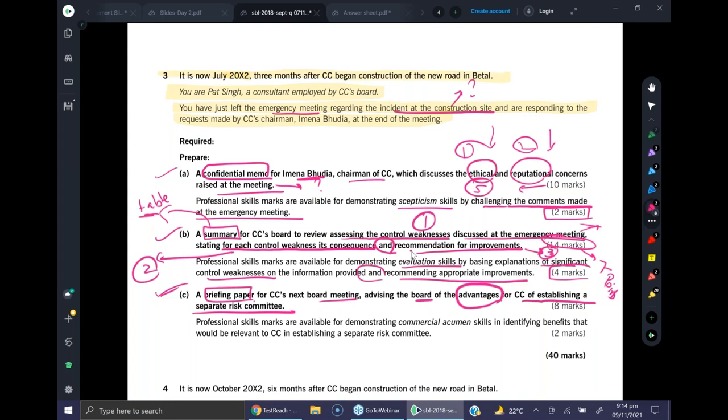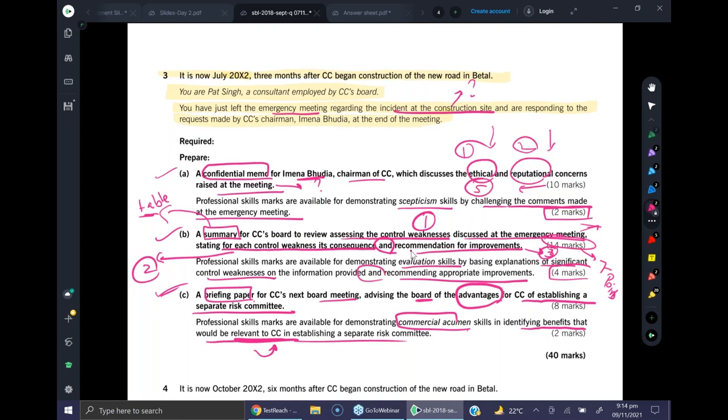Professional skills marks are available for commercial acumen in identifying benefits that would be relevant to CC in establishing a separate risk committee. So the examiner is kind of warning you not to write generic benefits of a risk committee, but to connect them to CC's scenario as much as you can. Sometimes you're able to make a good connection, sometimes you're not, but it balances out. Some points will be good, some points will not be that great. So the passing criteria is 50% because of that, right? But try your best with every point.